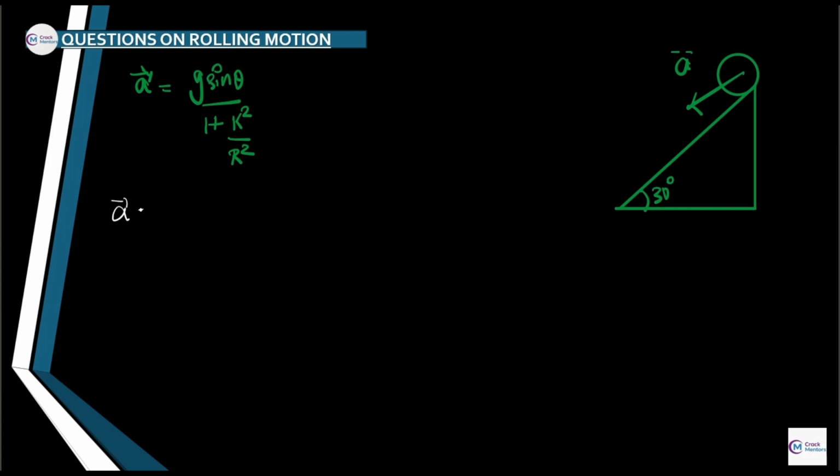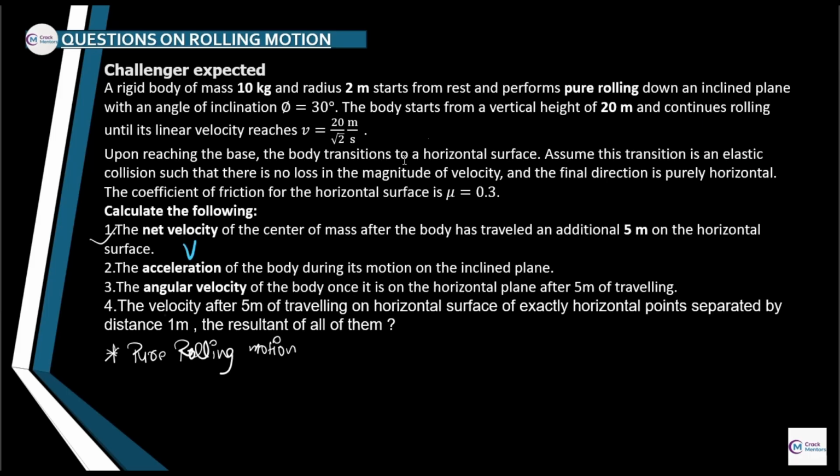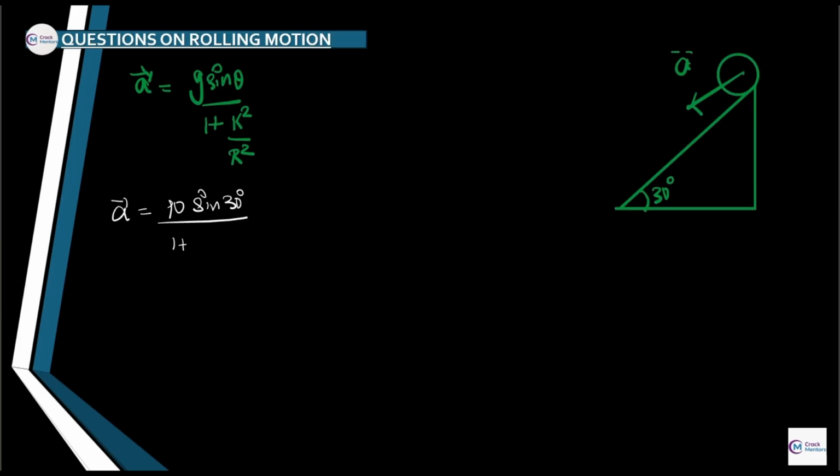Now for this formula, what is the value of g that we are going to take? You should take 9.8, but for easy calculation purpose, I am taking it as 10. 1 plus k square. Sir, what kind of body do we have? There is nothing mentioned about the moment of inertia. So we have to solve it for the moment of inertia, right?